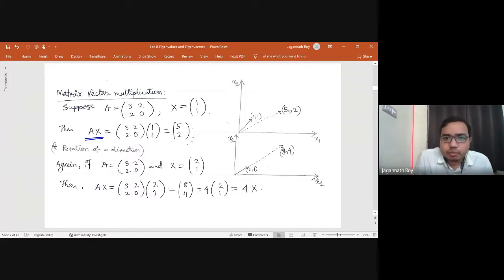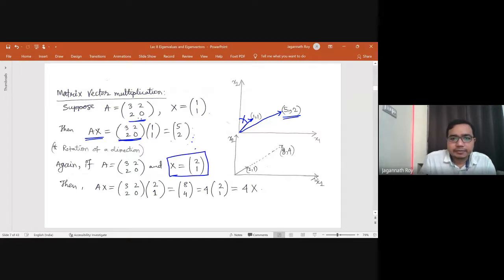So what happens? 1, 1 is this vector x. If we multiply it with this non-zero square matrix, we get another, different vector. Although it is a large value, it is in a different direction. But if we choose a particular x and multiply it with the same matrix, we can see this becomes 8 and 4. This is 4 times x.